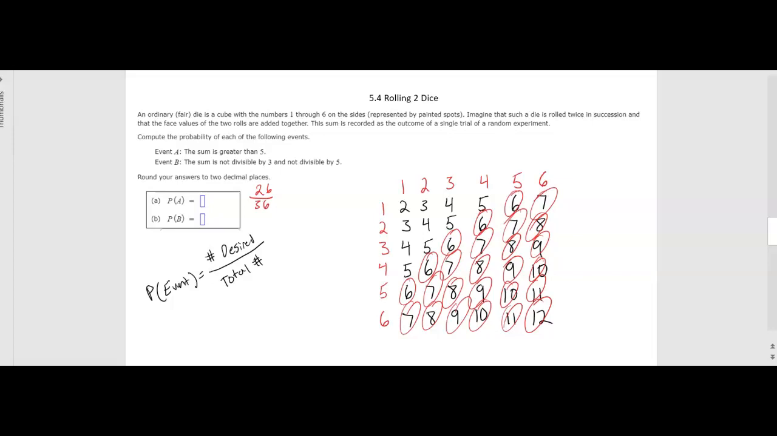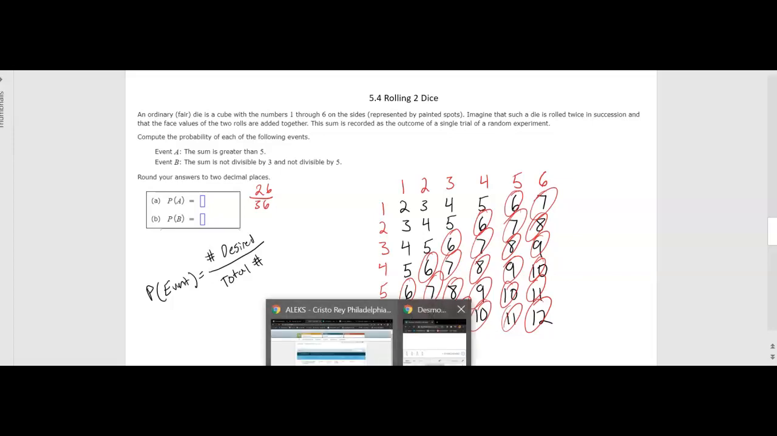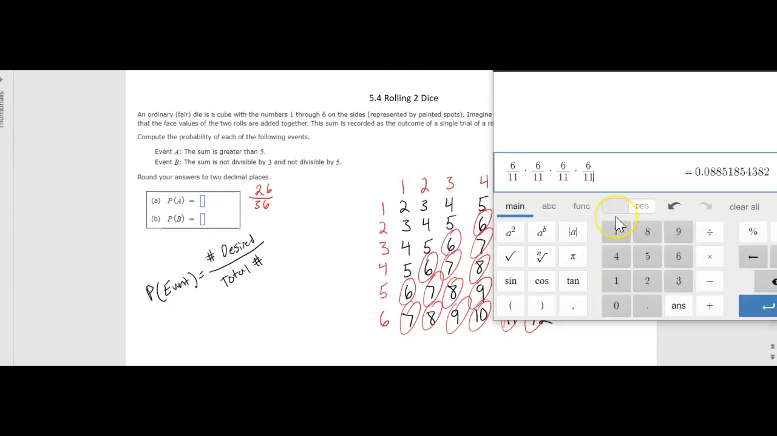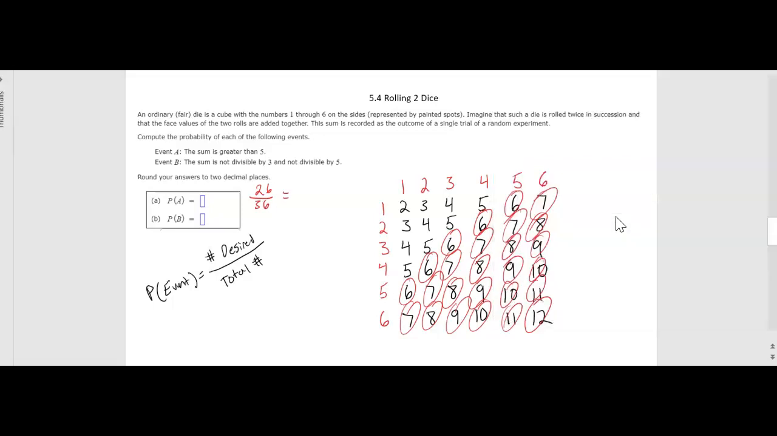So that would be the probability. And then I would just have to round to 2 decimal places. So in my calculator, 26 out of 36 would be 0.722. So this would be 0.72.